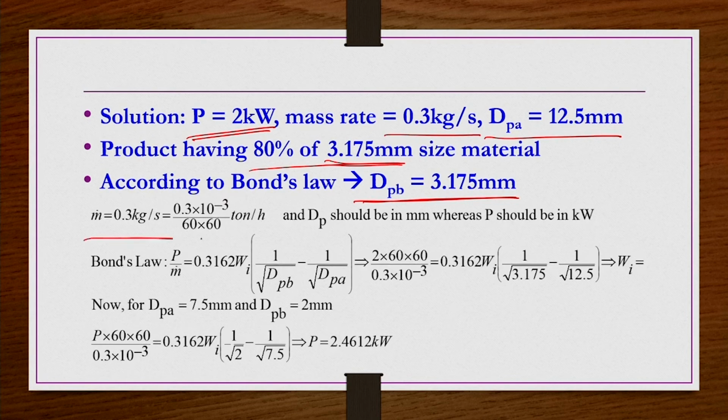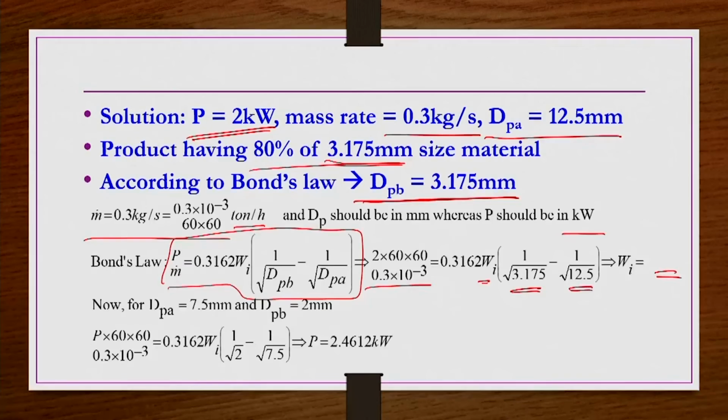So now m dot is 0.3 kg per second, which you convert into tons per hour, and P should be in kilowatts, that is anyway given. So Bond's law: P by m dot equals 0.3162 Wi multiplied by 1 by square root of dPb minus 1 by square root of dPa. You substitute all the values here, P is given, m dot is given, Wi is not known, dPa is 12.5, dPb is 3.175. You do the simplification and you get some number for Wi, the work index. So from the first case data, we find out the Wi.